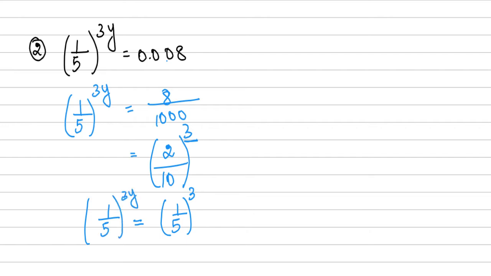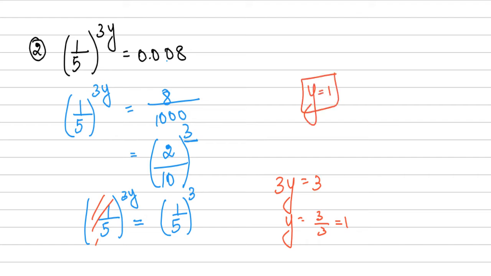You have the same base but different powers, which means, see, whenever two terms are equal with the same base, then for sure the powers will also be equal. So 3y is equal to 3, y is equal to 3 divided by 3, which is equal to 1. So y is equal to 1. This is what we are supposed to find in this problem. Okay, so let's move on to the next question.